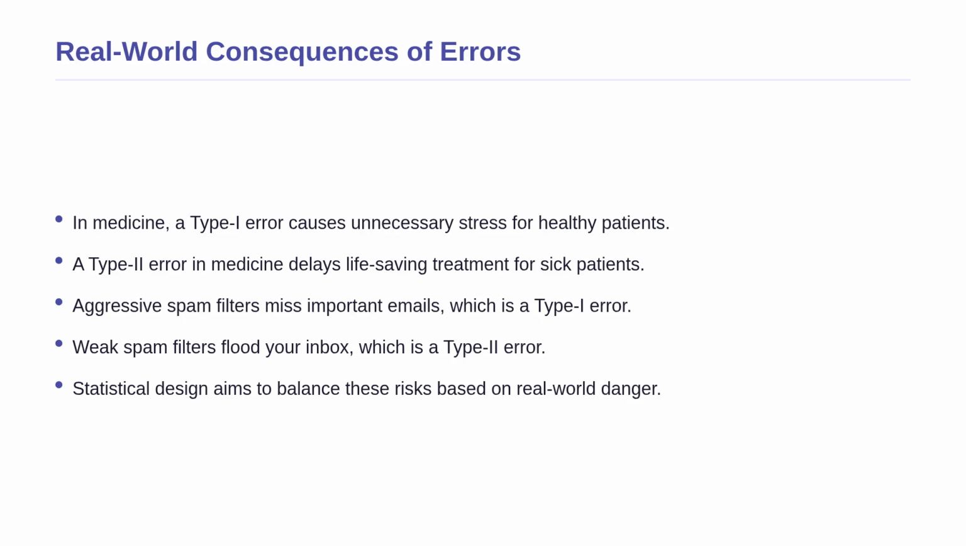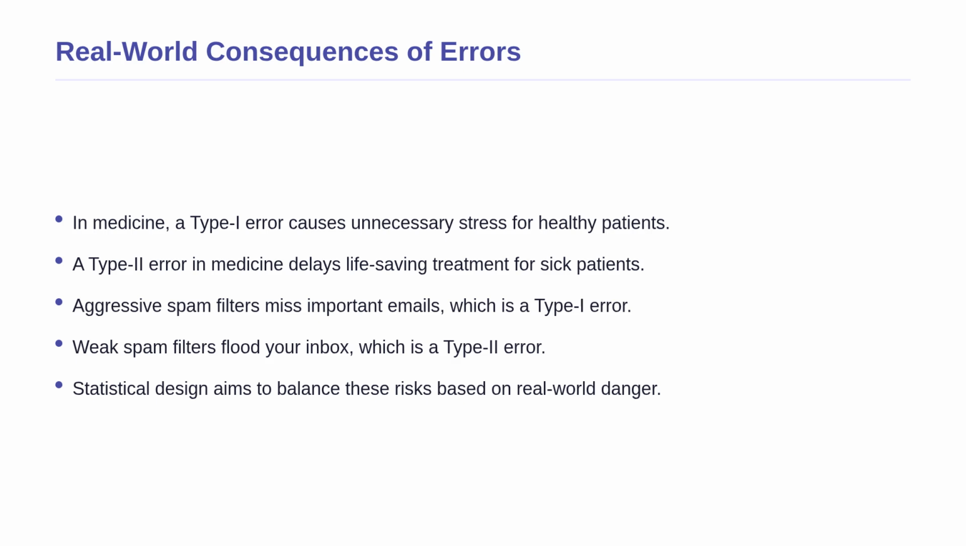Having calculated these errors, we must understand why balancing them is absolutely critical in the real world. In medicine, a type 1 error means telling a perfectly healthy patient that they have a deadly disease. This false alarm causes immense stress and leads to unnecessary, painful treatments. However, a type 2 error means telling a sick patient they are perfectly healthy, which could delay life-saving treatment until it is too late.